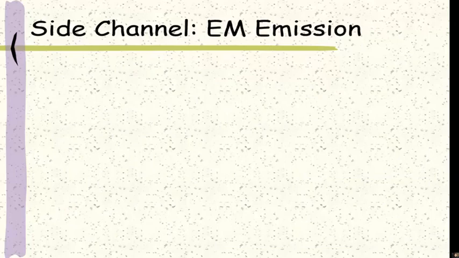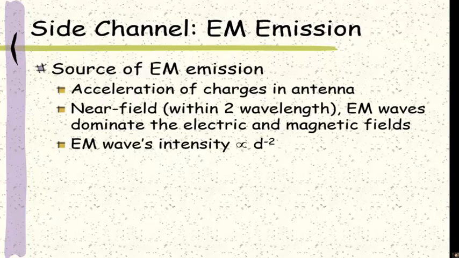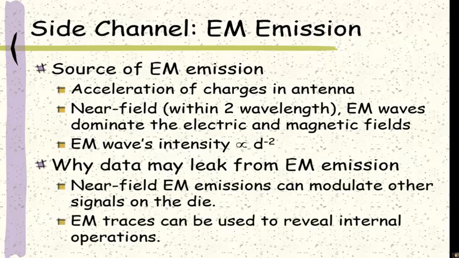EM emissions originate from the acceleration of charges in a conductor or antenna. In the near field range, which is about 2 wavelengths from the antenna, the electric and magnetic fields are dominated by EM waves. However, their intensity drops quickly as the distance gets further away. Why may data leak from EM emissions? This is because they can modulate other on-chip signals through near-field inductive and capacitive couplings. This makes it possible to use the EM traces as side-channel signals to discover operations inside the chip.